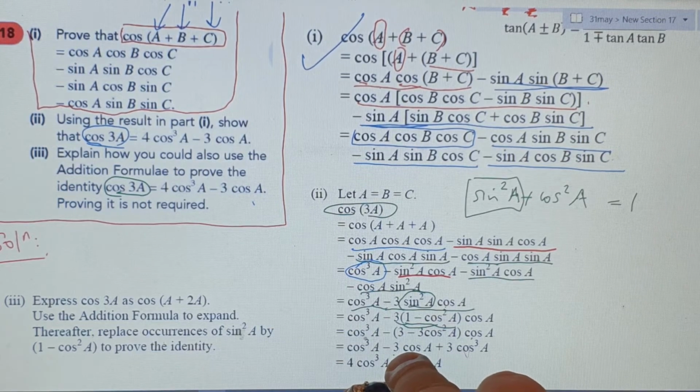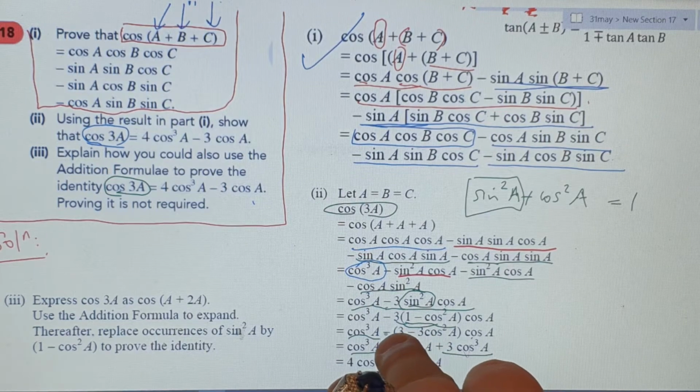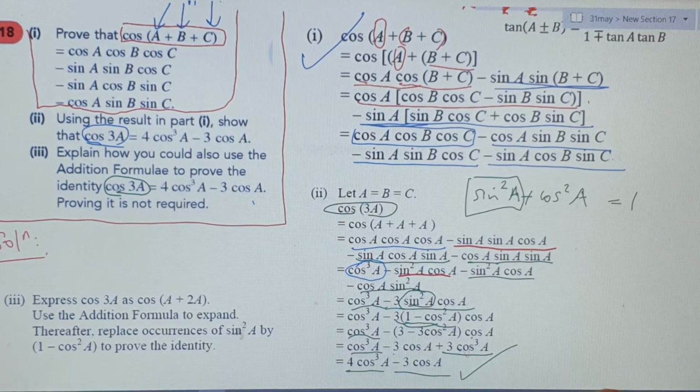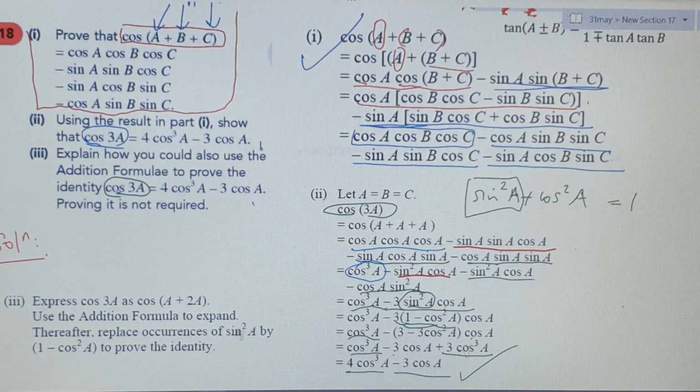Then you will find that, I have cos cube A here. 3 cos cube A here. Okay, because this times this is minus 3 cos cube A, but then you got plus times the minuses, so it becomes plus, right? Altogether, there are 4 of them, minus 3 cos A. There, you have shown already. Hey, sorry, not this one. Here. Okay? Yeah, so that's all.